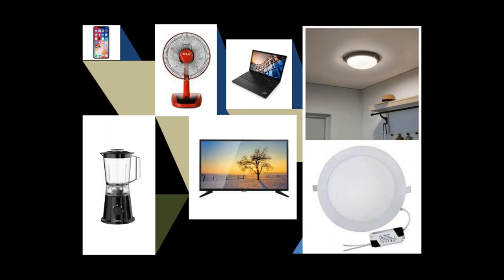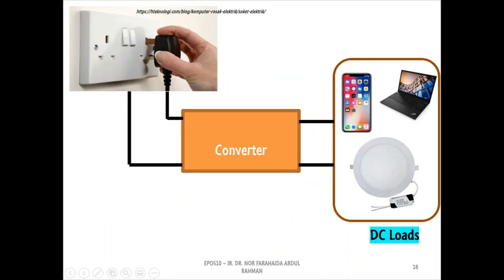This topic is an introduction to power electronic converters and their main components, which are semiconductor devices. As an electrical engineering student, you should know that all electrical appliances can be categorized according to their power requirement. There are AC and DC power appliances, or commonly known as AC and DC loads. Based on the following photos, can you identify the category of these appliances?